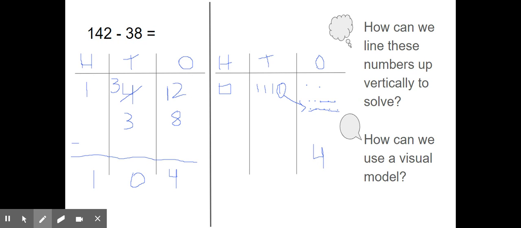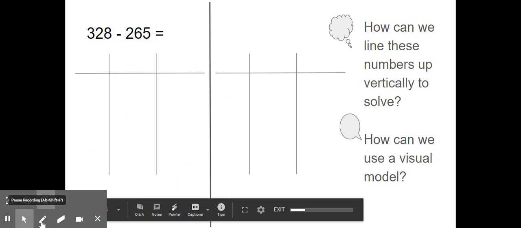How many tens are we taking away? 3 tens. Let's cross them out. 1, 2, 3. How many tens do I have left? 0. Are we taking away any hundreds? Nope, 38 doesn't have any hundreds to take away, so we have 100 left. We got the same answer. Great job. Let's practice one more problem together.